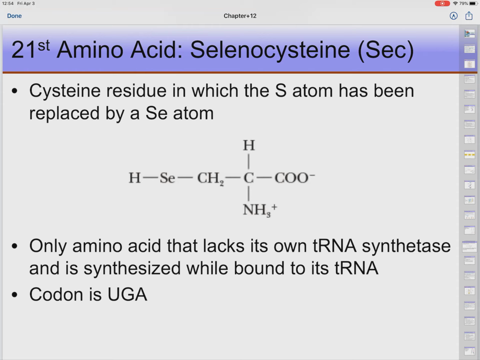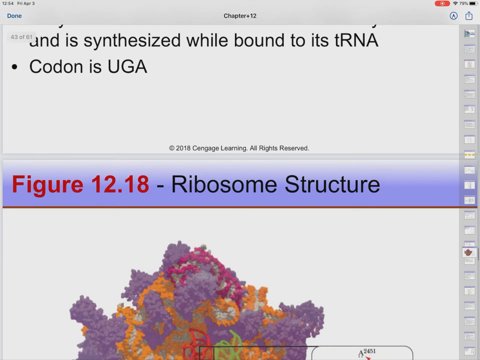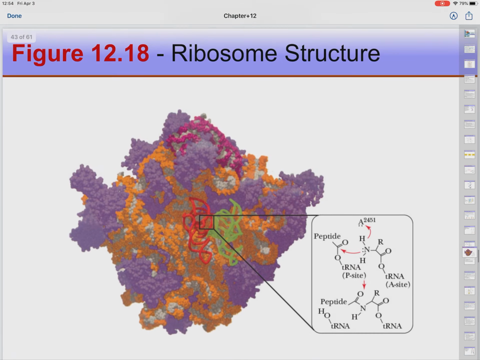Once it's incorporated in, another reaction happens that actually puts in the selenium atom. So 21st amino acid, because this guy shows up, and again, it has its own tRNA, it's weird that it doesn't have its own synthetase.